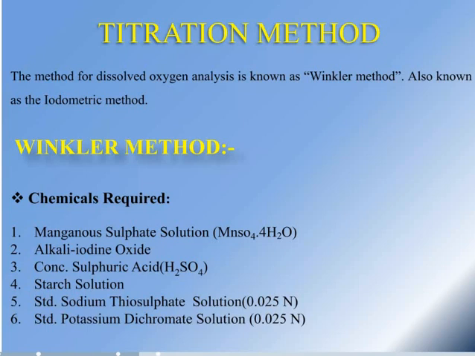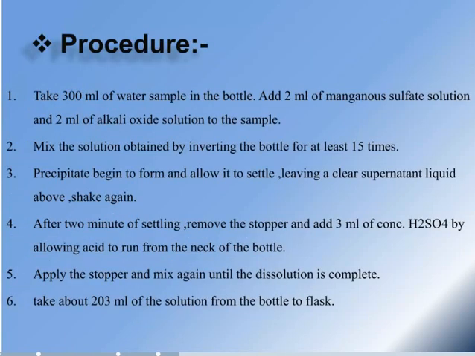So, the titration method. The method for dissolved oxygen analysis is known as the Winkler method, also known as the iodometric method. The chemicals required for the Winkler method: manganese sulfate solution MnSO4·4H2O, alkali iodide azide, concentrated sulfuric acid, a starch solution, standard sodium thiosulfate solution, and standard potassium dichromate solution. Now, what is the procedure?